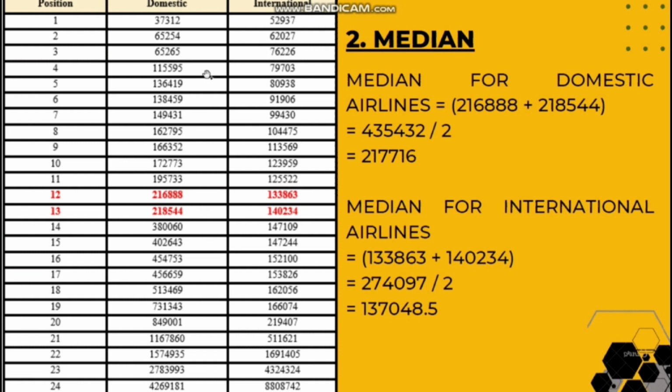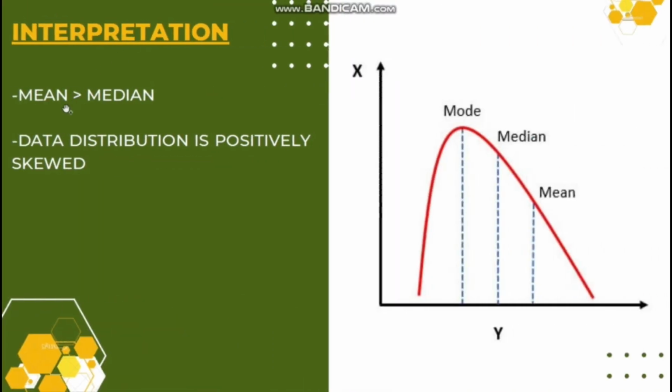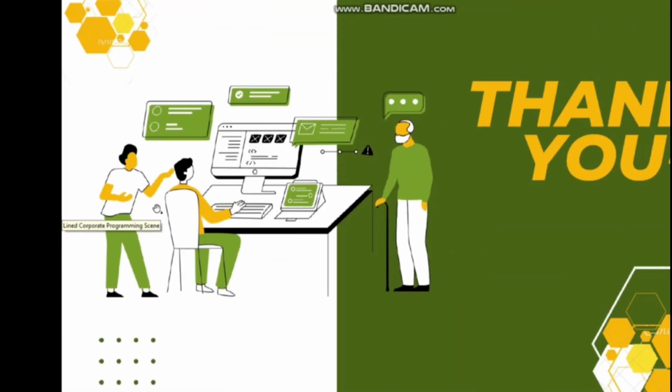Second, the median. To calculate, we arrange the data in ascending order. The sample size of the data is even, so we sum up the two middle values of the data and divide it by 2. For the domestic airlines, we got the median of 217716, and for the international airlines, we got the median of 137048.5. In conclusion, since the mean for both data is larger than the median, we can say that the data distribution is positively skewed for both data.